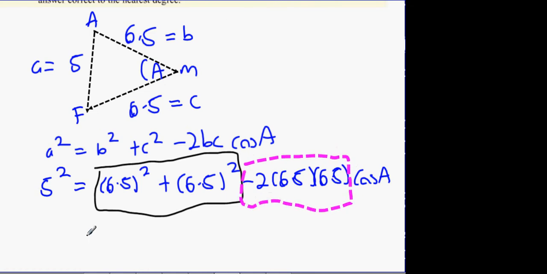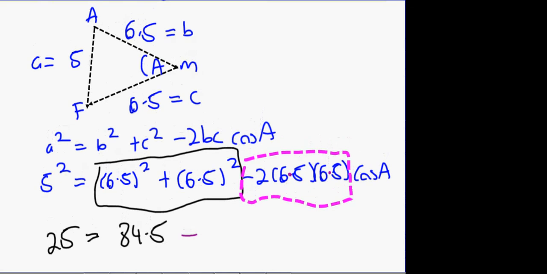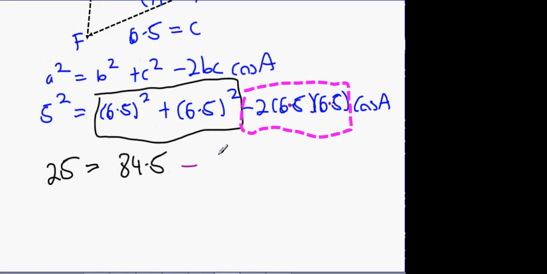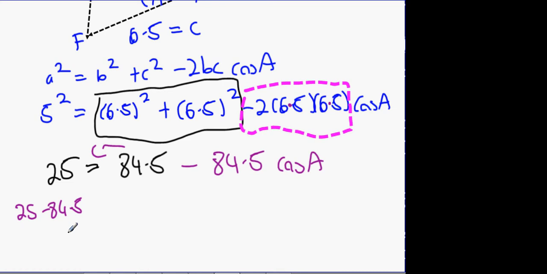So we're going to get 25 equals 84.5, and in the pink bubble, 2 times 6.5 times 6.5 gives 84.5 again, minus 84.5 cos A. What we do next is bring this over to your side: 25 minus 84.5 is minus 59.5. Divide that by minus 84.5.